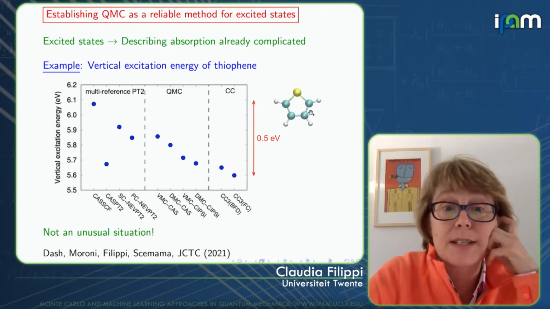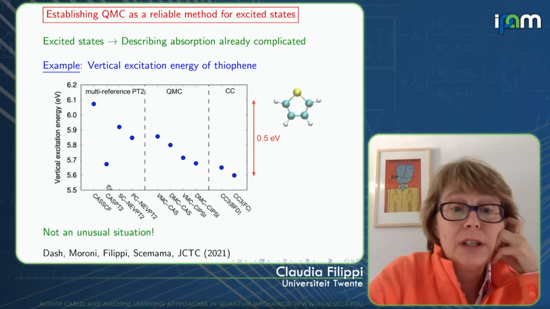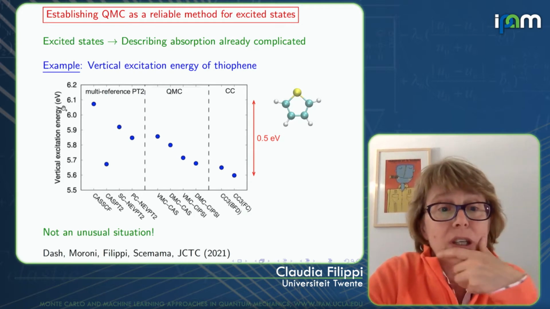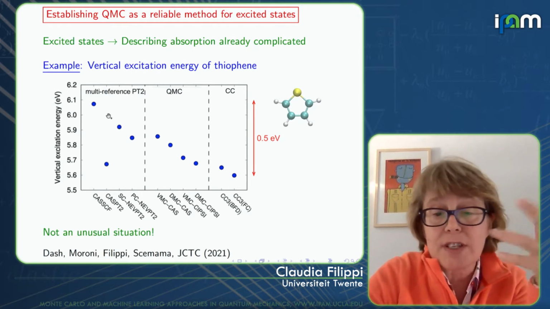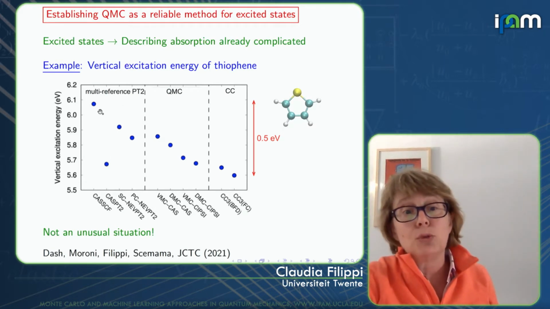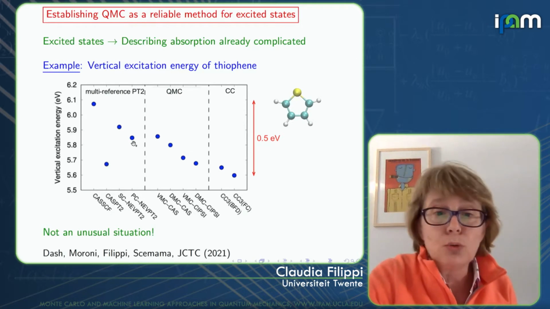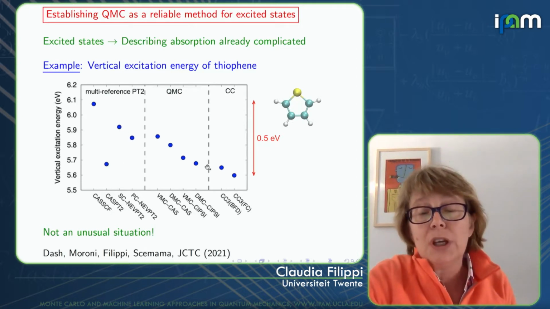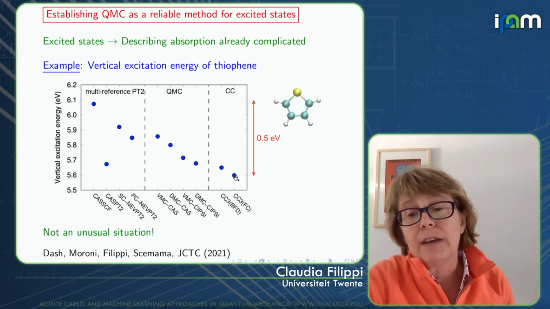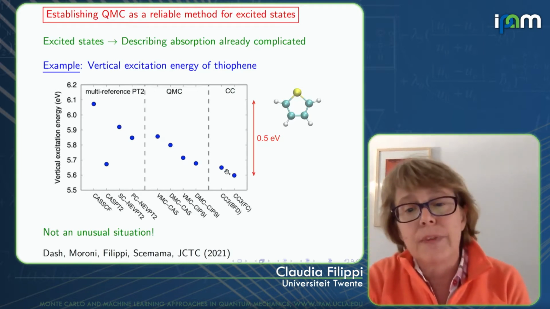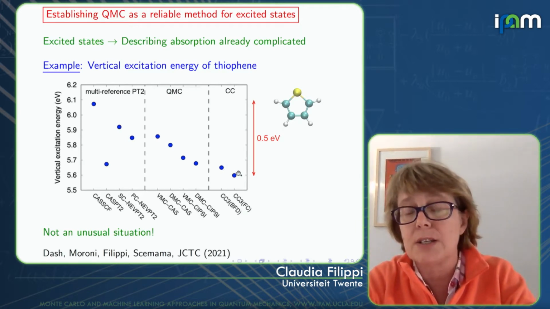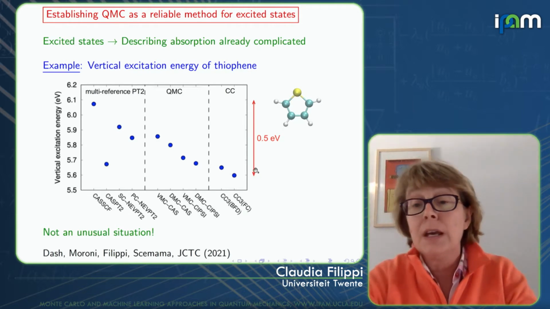Okay, so thiophene is a small molecule. Here you're having a vertical excitation, and what I'm plotting, in eV, is the excitation as a function of different techniques. On this side you're having multi-reference PT2, CASSCF, CASPT2, different flavors of NEVPT2. These are QMC, variational and diffusion, for two types of wave function, and this is some approximate coupled cluster model including up to triples. The whole variation is 0.5 eV, and that's large.